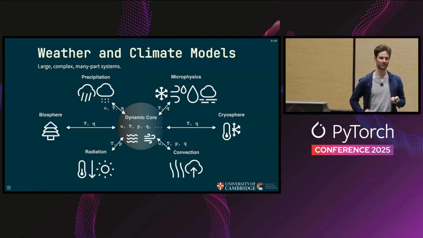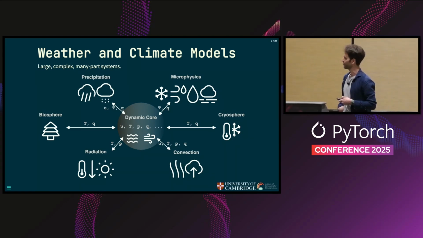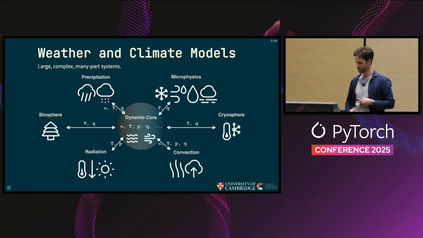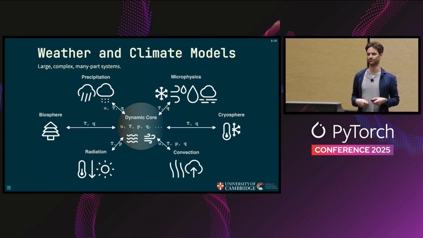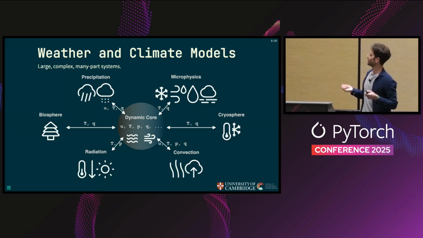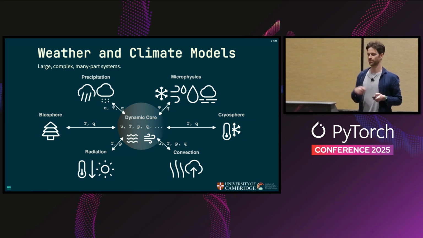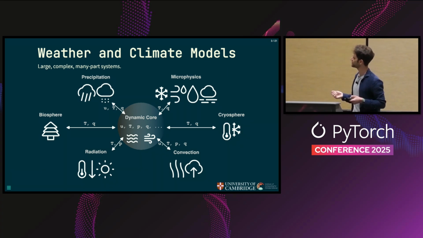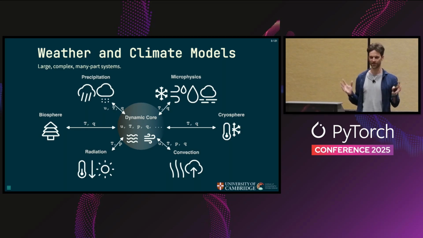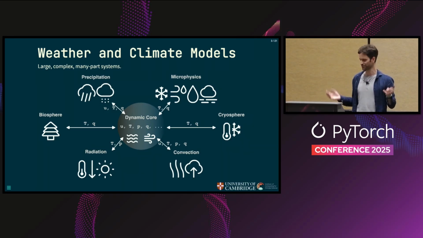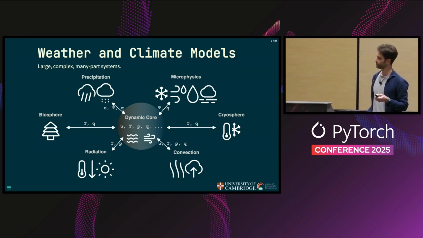So what are weather and climate models? They are very complicated multi-component systems. In the middle, we have this dynamical core, where we evolve various conserved variables like temperature, velocity, pressure in time. And they're surrounded by all these other components like precipitation, multiphysics, cryosphere, and they feed back to the dynamical core. It's a very high-level overview of what a climate model is. This is just the atmosphere. There are other bits like the land surface model, the ocean model, loads of different complicated processes that need to be coupled together.